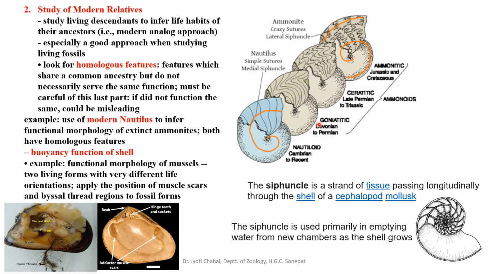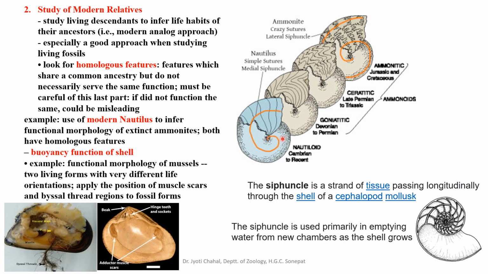So which homologous feature are we going to discuss? That is the presence of a siphuncle. Now what is the siphuncle? You can see here the siphuncle. It is a strand of tissue which passes longitudinally through the shell of a cephalopod mollusk. So these are cephalopod mollusks. Why is the name cephalopod? Cephalo plus poda. Cephalo means head, poda means legs. That means legs on the head. You must be confused about this, but it has tentacles on its head which look like legs. That's why its name is cephalopod. It belongs to phylum Mollusca. That's why cephalopod mollusk.